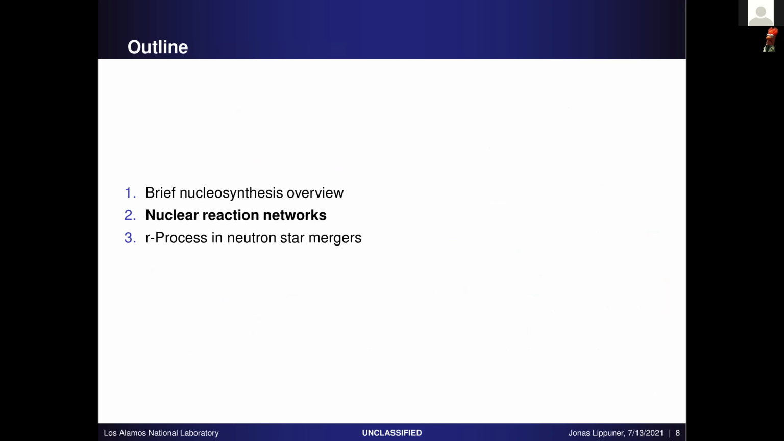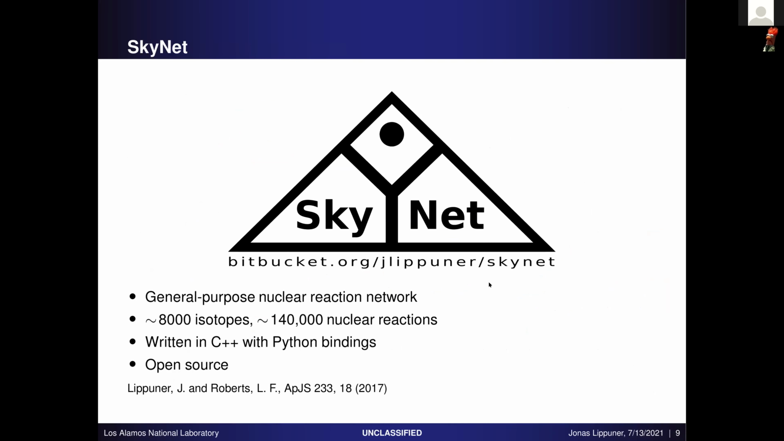Okay, so let's look at nuclear reaction networks. One network that I developed as a graduate student is called Skynet. It's a general purpose nuclear reaction network. You basically give it a list of isotopes that you're interested in and a list of nuclear reactions, and then it just evolves these forward in time. Usually when I run it, the data I use, which is distributed with Skynet, covers about 8,000 isotopes and around 140,000 nuclear reactions. So that's sort of what's in the network.